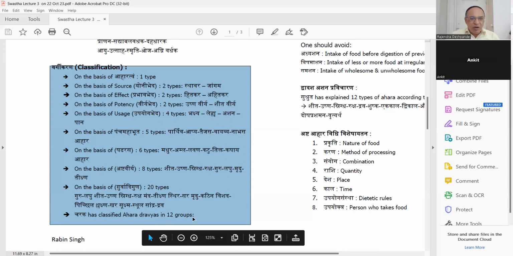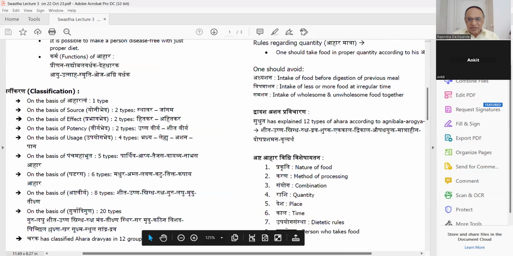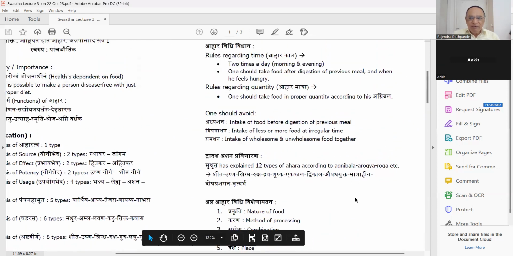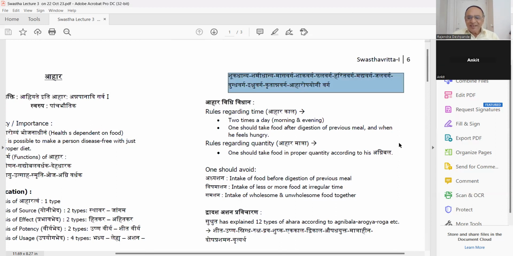Now, the Charak classification of the 12 groups that we are going to see. Here I will adjust the screen for your understanding, and then we will go further. You have to remember these names, the classification of Charak, very important for the oral. Shuka Dhanya, Shami Dhanya, Mansa Varga, Shaka Varga, Phala Varga, Harita Varga, Madhya Varga, Jala Varga, Dugdha, Ikshu, Kritanna, Ahar Upayogi Varga.